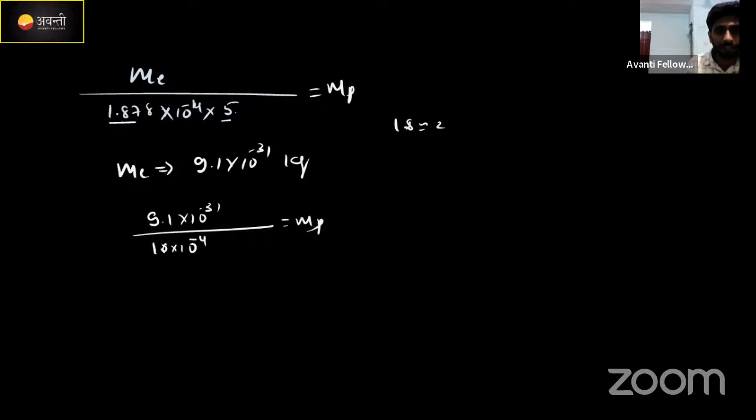इधर 10 to the power of plus 1 है, इधर -4 है, bases are same, add the index, you will get 10 to the power of minus 3 here. 10 to the power of minus 3 will come to numerator, means plus 3 होता है. Means 9.1 into 10 to the power of minus 31 into 10 to the power of plus 3. It will be equal to mass of proton. Now 9.1 into 10 to the power of minus 27 kg आ रहा है.